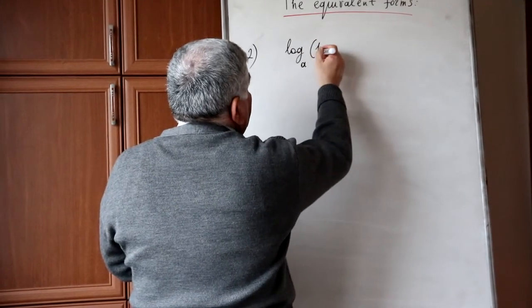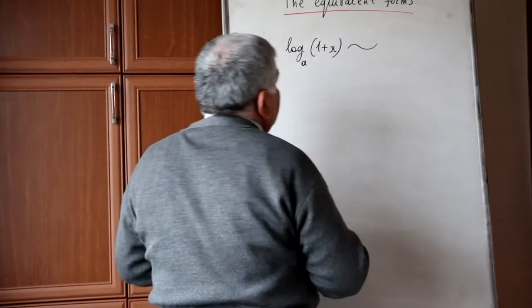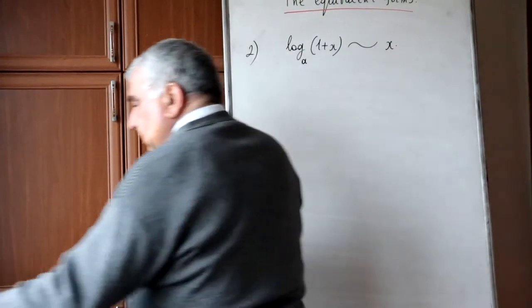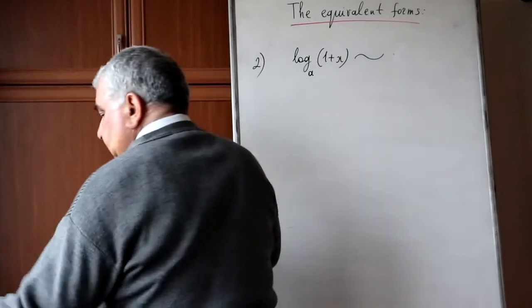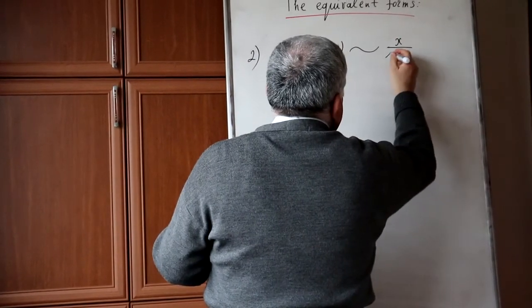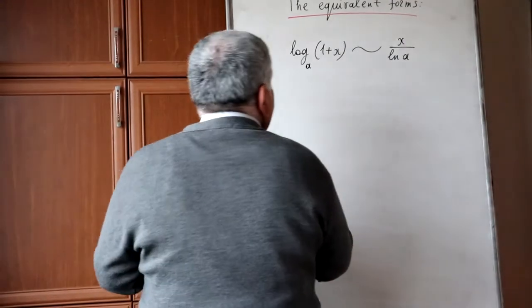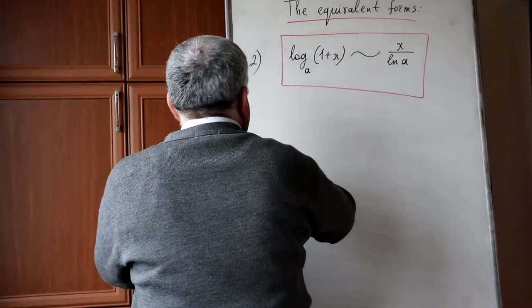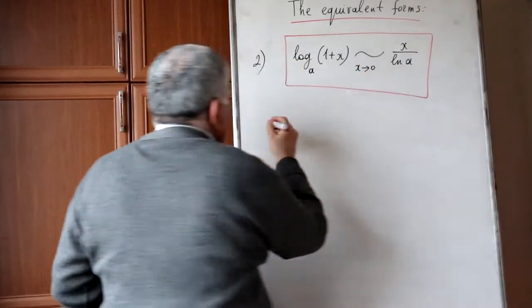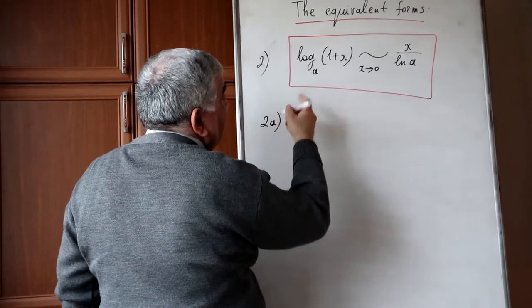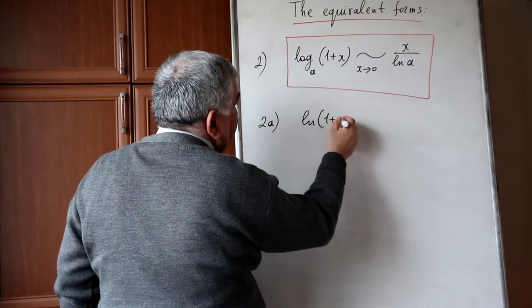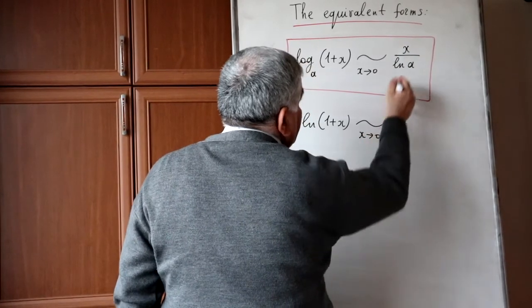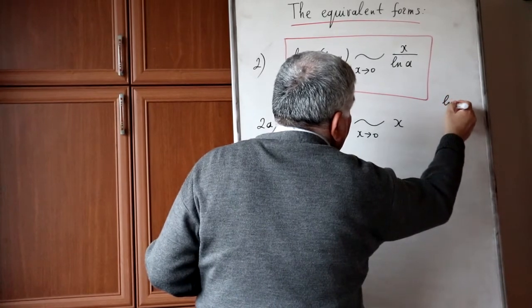Logarithm on base a of 1 plus x is equivalent to x divided by natural logarithm of a, if x tends to 0. 2a for natural logarithm of 1 plus x is equivalent simply to x when x tends to 0, because natural logarithm of e is unit.